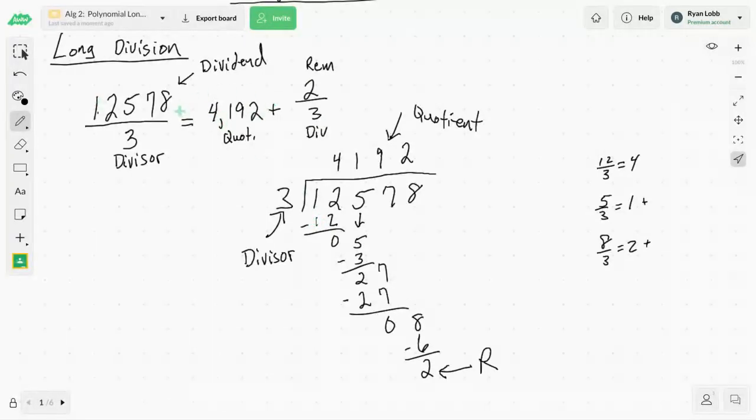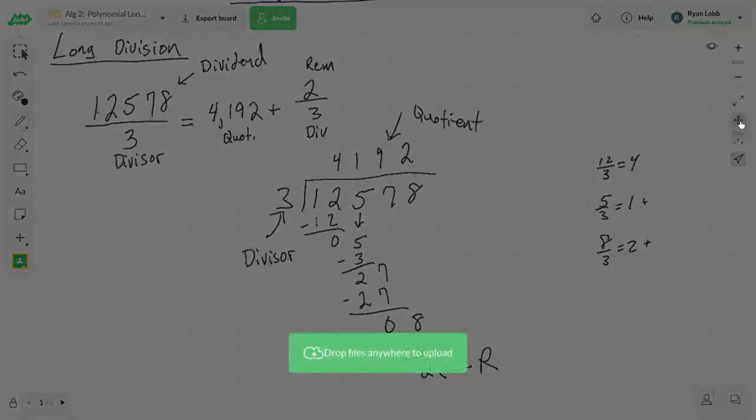We can write, again, quotient plus remainder over divisor. Okay. And we've done this before. Maybe it's been a little while, but we've done it.